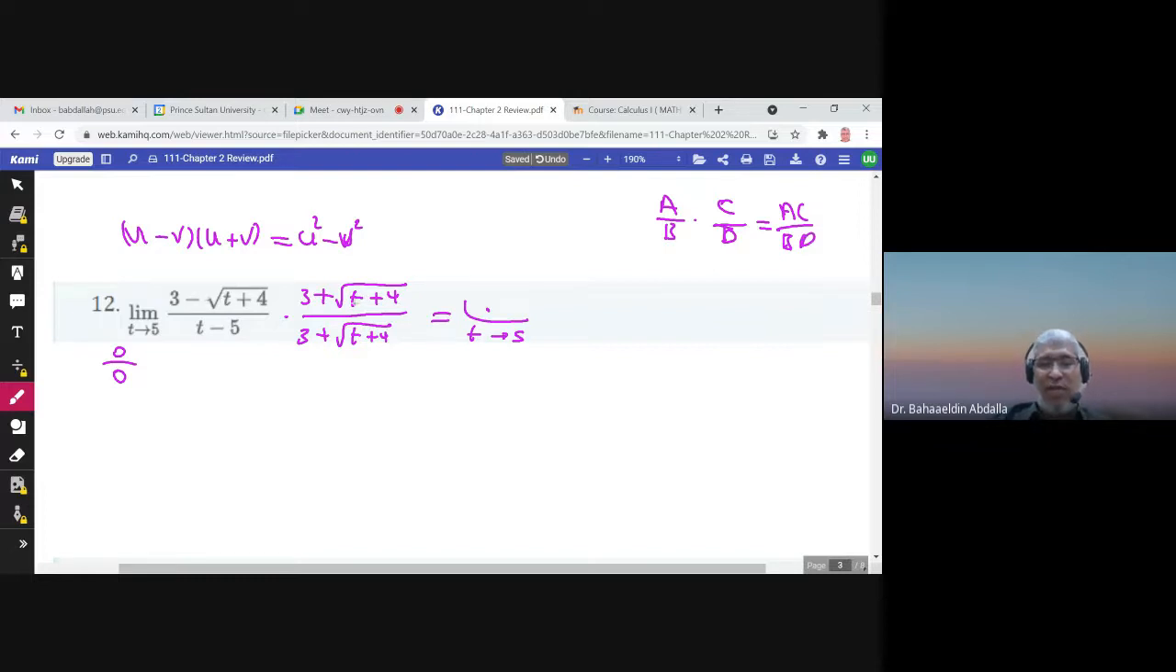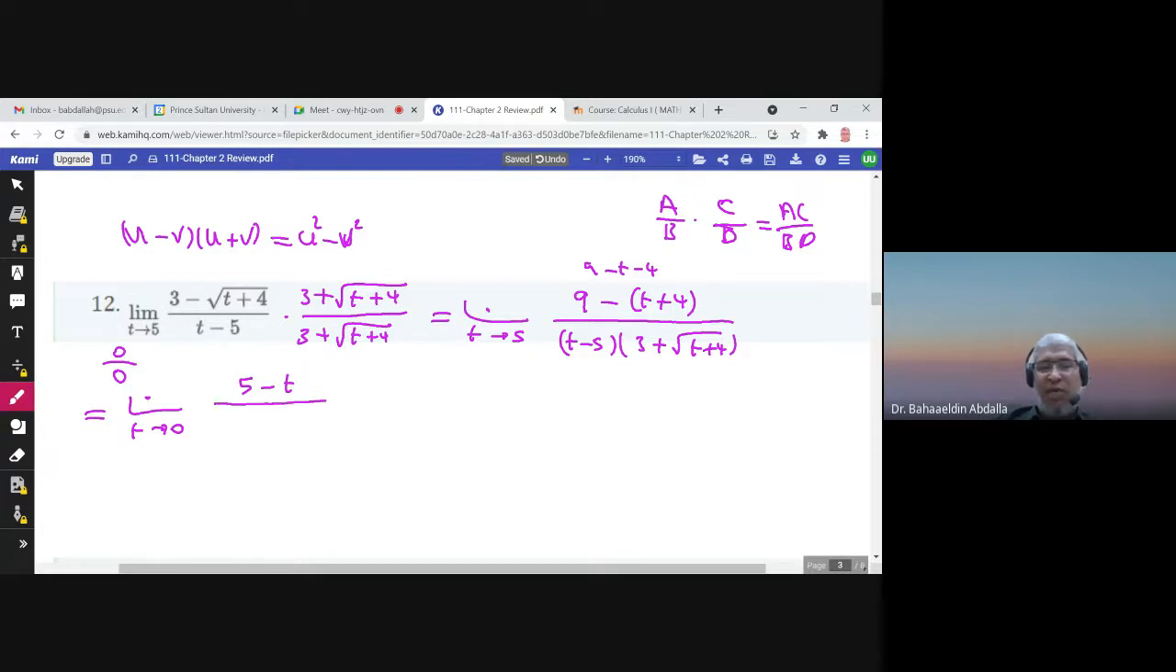When you multiply the numerator times the numerator, u minus v times u plus v will give you u square, which is 9, minus v square, which is t plus 4. And here I'll have t minus 5 times 3 plus square root of t plus 4. Now, in the numerator, I have 9 minus t minus 4, and 9 minus 4 is 5. So I have 5 minus t in the numerator and t minus 5 in the denominator.